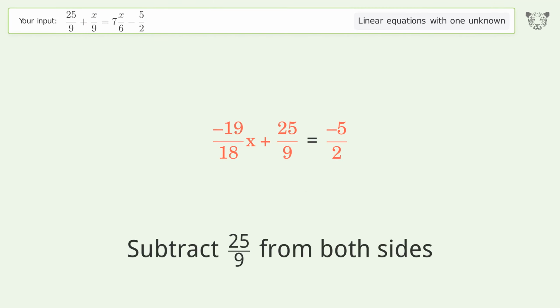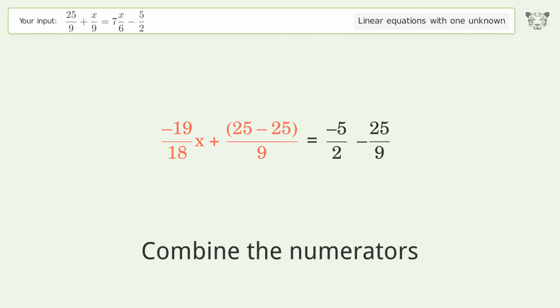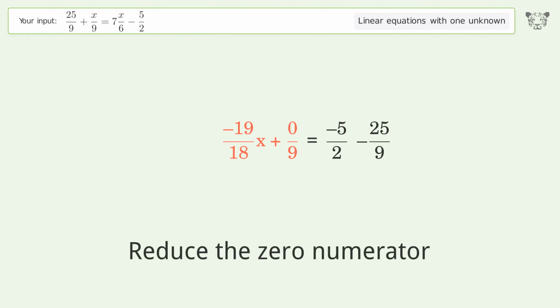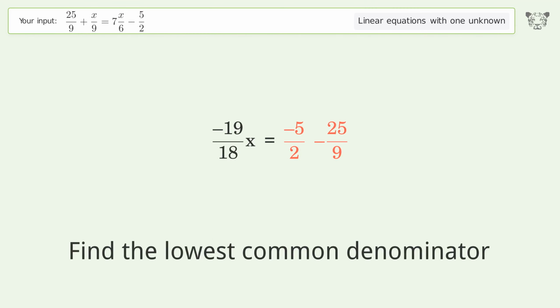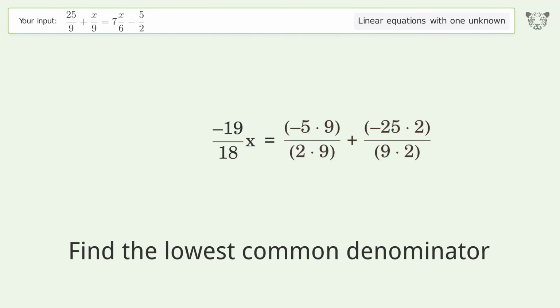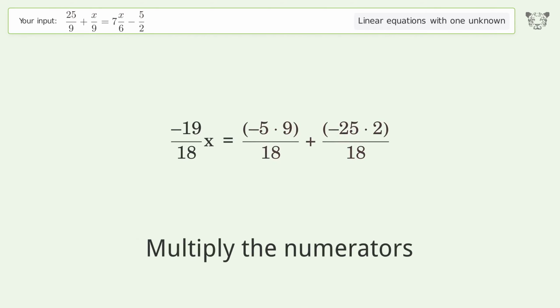Subtract 25 over 9 from both sides. Combine the fractions. Combine the numerators. Reduce the zero numerator. Simplify the arithmetic. Find the lowest common denominator. Multiply the denominators. Multiply the numerators.